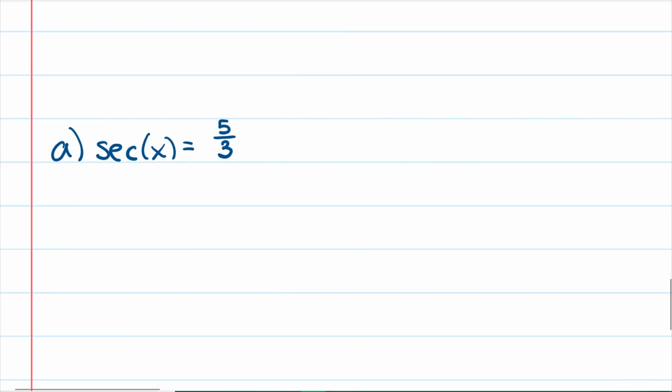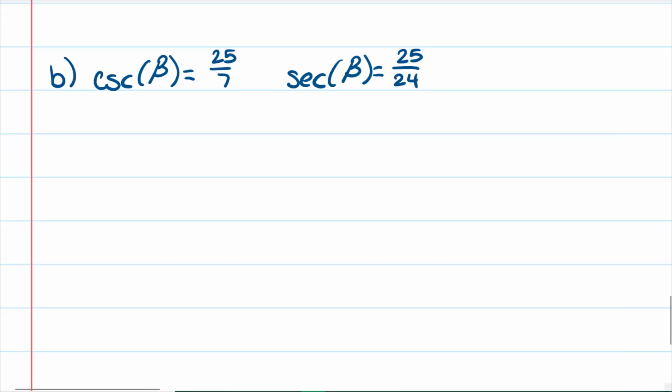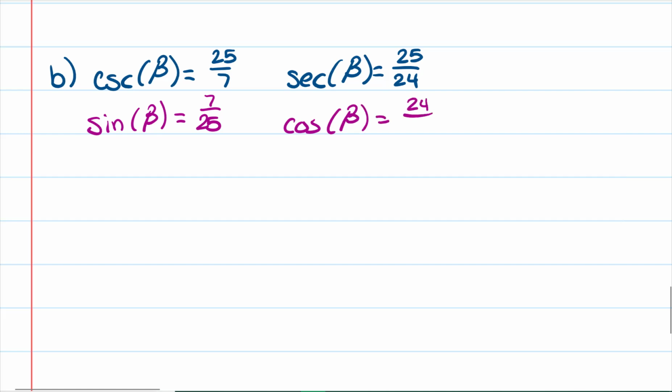Alright, so if we have secant of x is 5/3, then cosine of x, this is really easy, is just 3 over 5. All you have to do is take the reciprocal. That's it. Okay, so now we're given that cosecant of beta is 25 over 7, and secant of beta is 25 over 24. So before I even start worrying about what I want to find, I don't like working with cosecants and secants, so I'm going to write this as sine of beta is 7 over 25, and cosine of beta is 24 over 25.